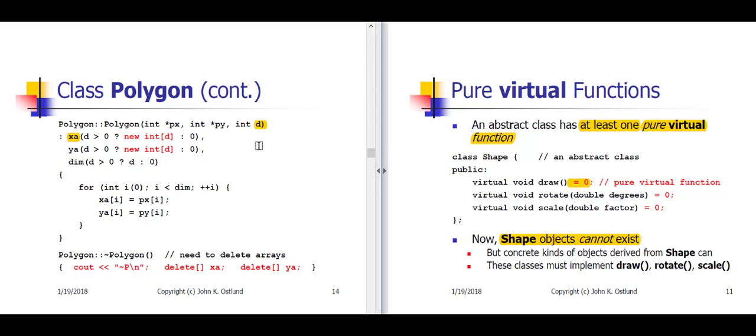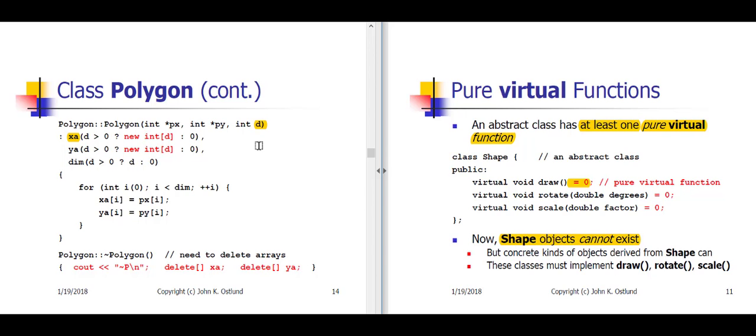Likewise, for the y coordinates, if d is greater than 0, we'll set ya to point to a new int array of dimension d, otherwise null pointer. And finally, we'll set dim, the dimension, to either d if d is greater than 0, or 0 if d is less than or equal to 0.